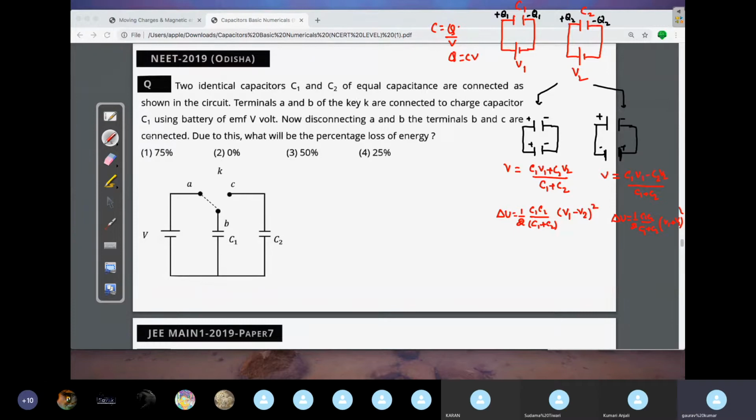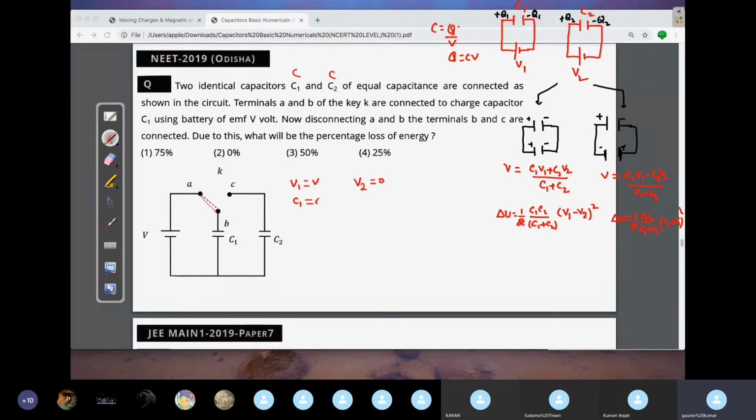Let's see the solution for this question. Two identical capacitors C1 and C2, identical means what? C and C, of equal capacitance, connected as shown in the figure. Initially A and B are connected, so you're charging C1. So what is V1? V1 is V. You're not charging C2 here, so V2 is 0.